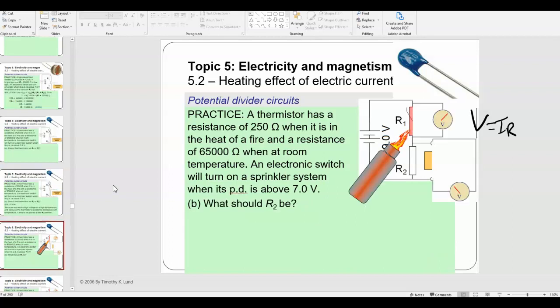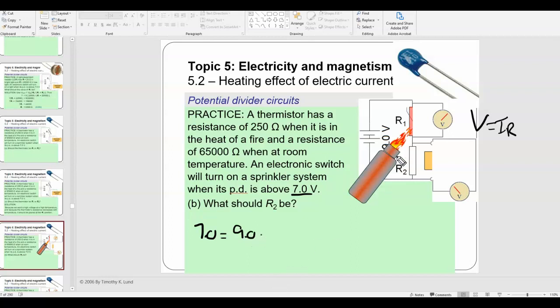Okay, so try to do this calculation on your own. Now we're asked what should R2 be in order for the circuit to work the way it's supposed to. So we want V out to be at least 7 volts. So we have our voltage divider equation, and we want V out to be 7 volts. V in is 9 volts.